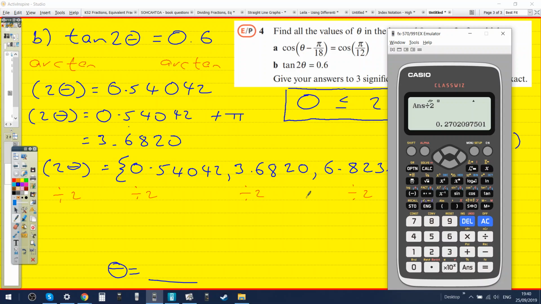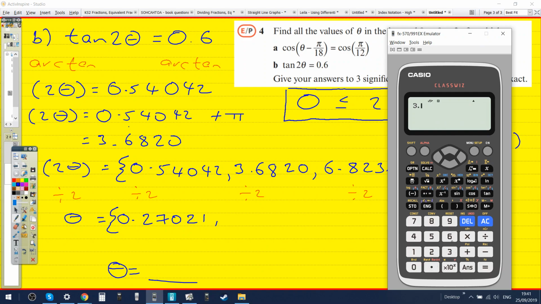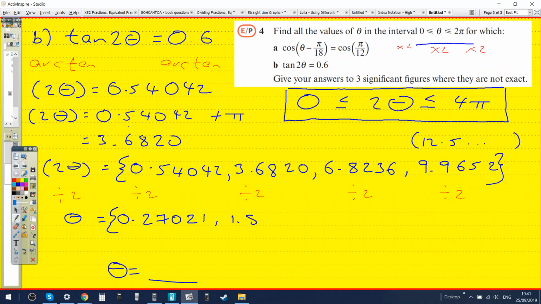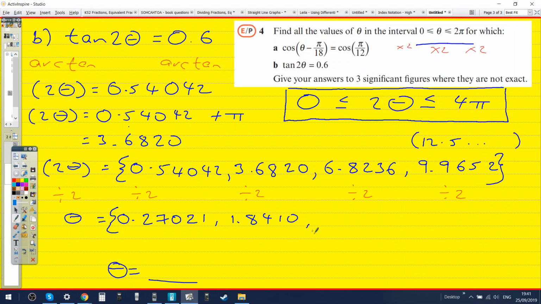And your first one was 0.27021? The first one. Oh, I forgot to do 0.5. So I didn't hear that one. I'll try it there, see if that's what you get. 0.54. What about you? Yeah, 0.27. 4042 actually. And then after that, was it 1.8410? 1.81. 1.841. Yes, that's fine, and the rest, so on. Any questions there?